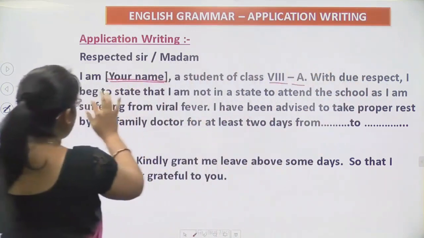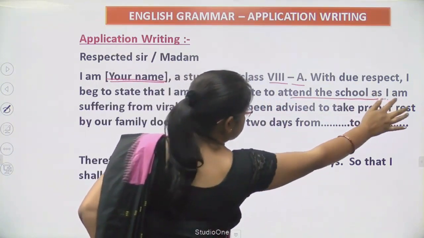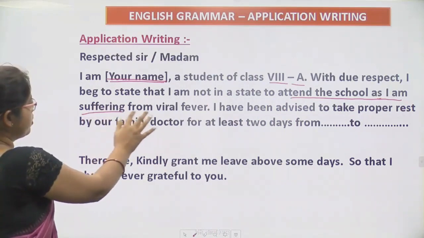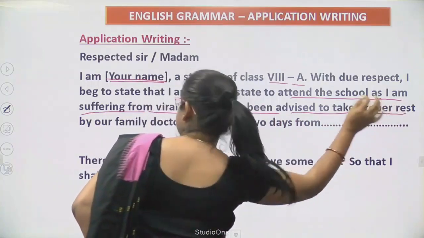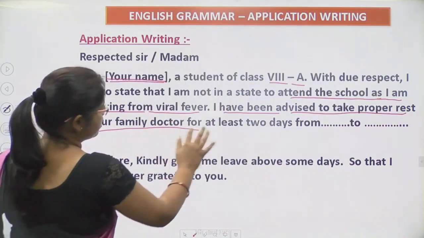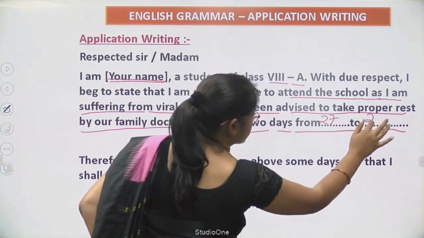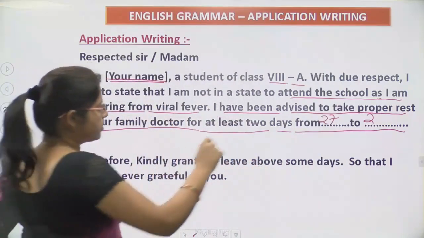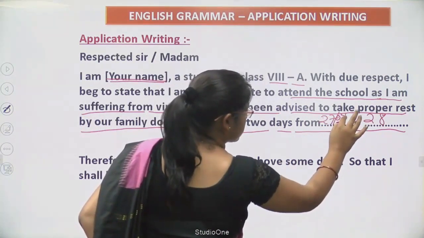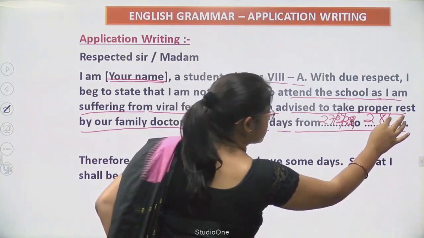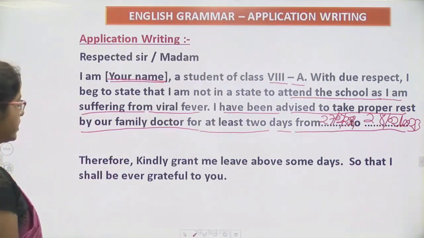With due respect, I beg to state that I am not in a state to attend the school, as I am suffering from viral fever. I have been advised to take proper rest by our family doctor for at least 2 days. From here you have to put the day 27. Suppose you want to leave for 2 days, then you have to write 27 month 23. Then you have to write the next one, like that you have to write the date.